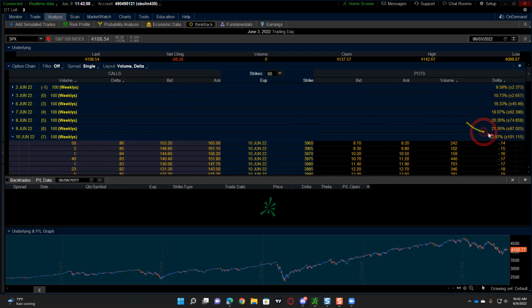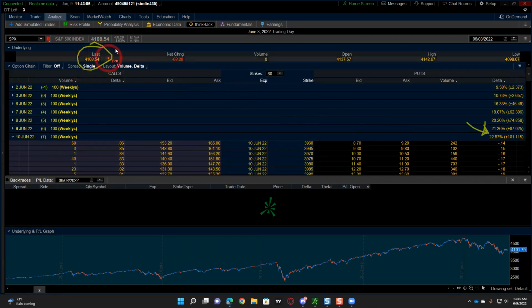The expected move for the week was $101.11. So we would add that to the current price to get our top side expected move, and we would subtract that from the current price to get our downside expected move. And we would hand draw those lines on the chart.